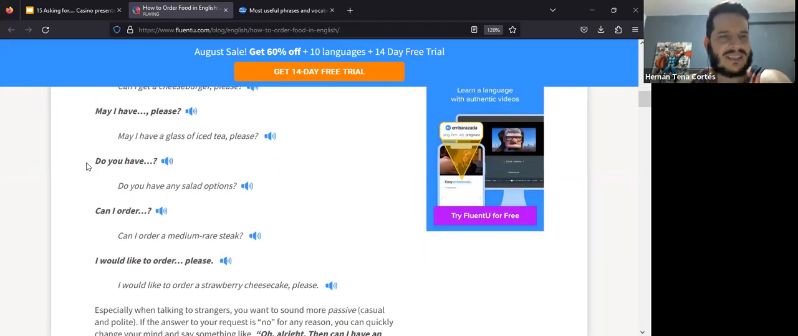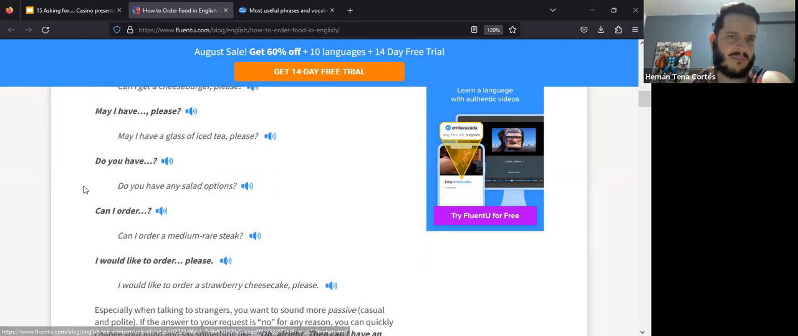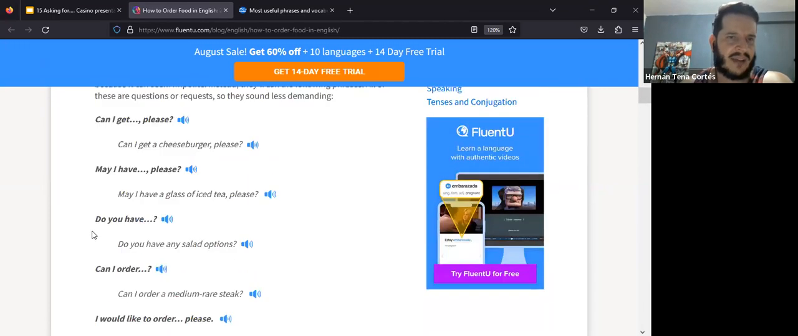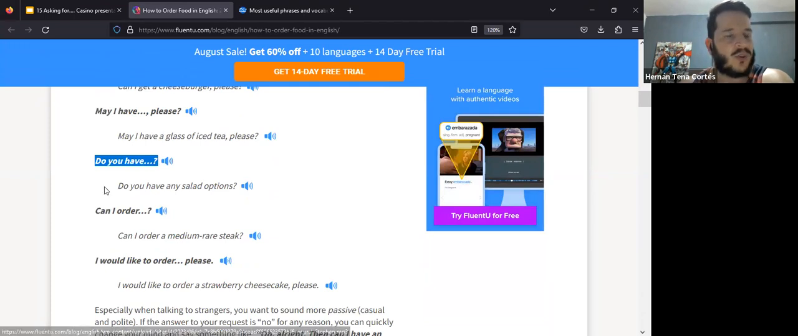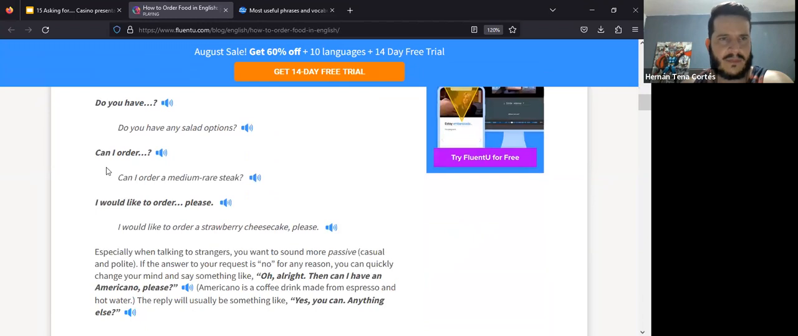Si queremos preguntar si tienen algo en el restaurante, puede preguntar, do you have? A diferencia de can I get or may I have, que se supone que usted ya miró el menú. Pero si usted no está seguro si tienen algo, puede preguntar, do you have? Do you have any salad options?